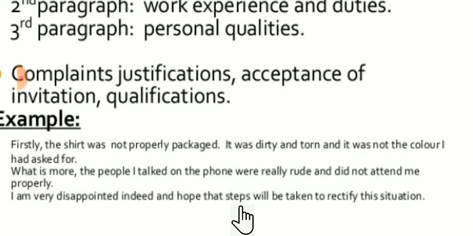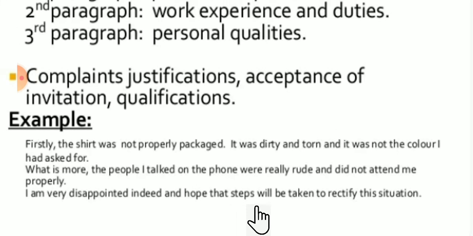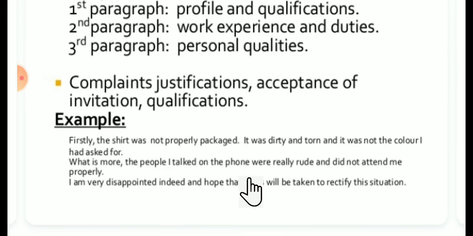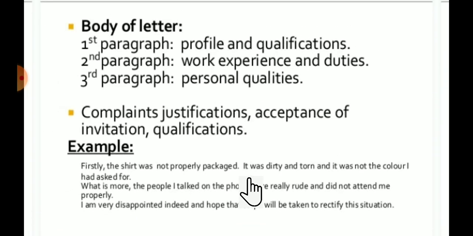This is what you have to write if you are complaining about your product somewhere on Flipkart or Amazon. So you can write this kind of letter to the company. Understood, student? This is all about the body of the letter and how we can write a letter while complaining to any authority in the name of a formal letter.